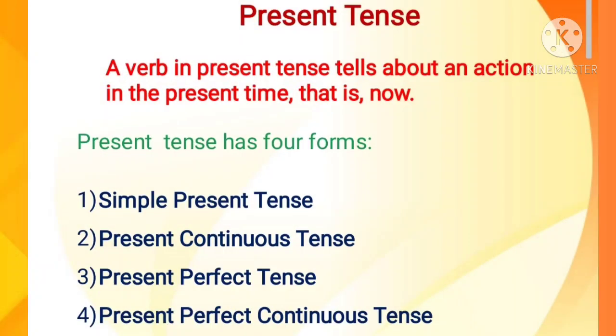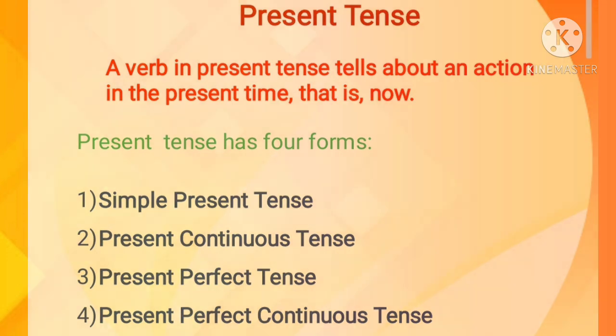So first we will learn about present tense. A verb in present tense tells about an action in the present time, that is now. So what is present tense? Present tense tells about an action in the present time. When we are talking about an action that is happening in the present time or that is happening now, then we will use present tense. Present tense has got four forms. What are they? Simple present tense, present continuous tense, present perfect tense and present perfect continuous tense.